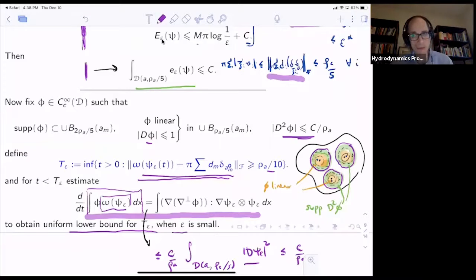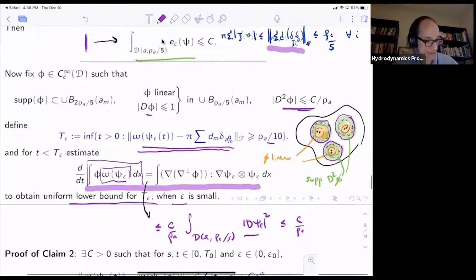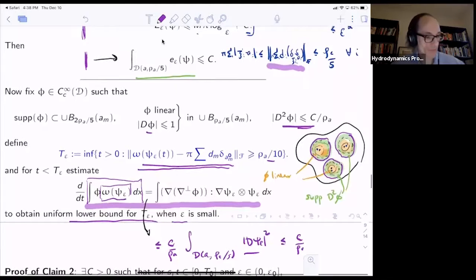Is that clear? Should I write out in more detail? What do you think? More detail or not? It will take a second or two.